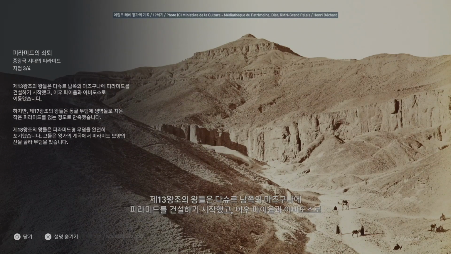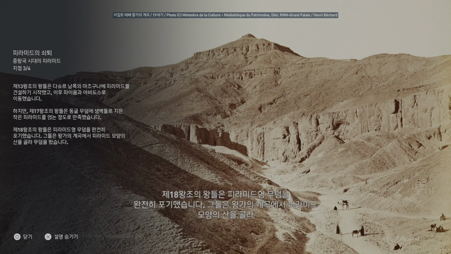The kings of the 13th dynasty began building their pyramids at Mazghuna, south of Dashur, then moved on to Fayum and Abydos. The kings of the 17th dynasty, however, satisfied themselves with crowning their cave tombs with small pyramids of raw brick. The kings of the 18th dynasty gave up the shape of the pyramid as a royal tomb entirely. They chose a mountain with a pyramidal shape in the Valley of the Kings and dug their graves there.